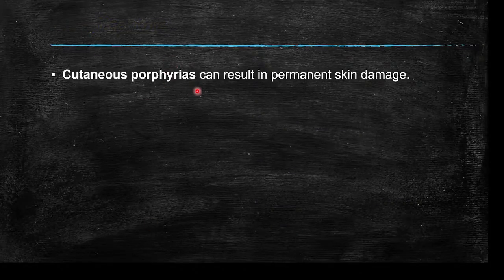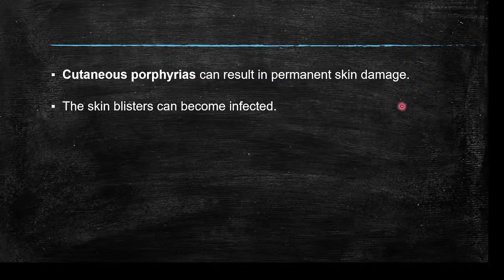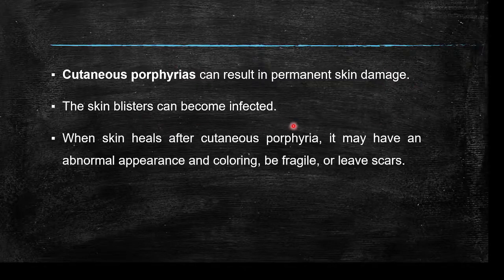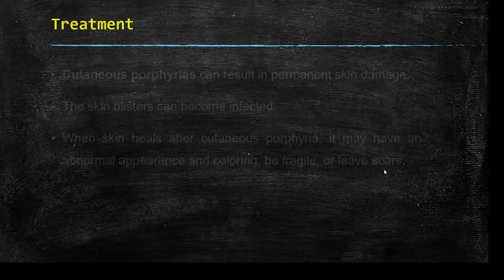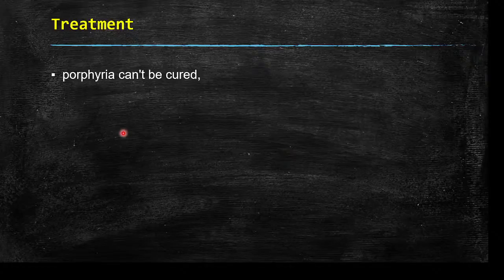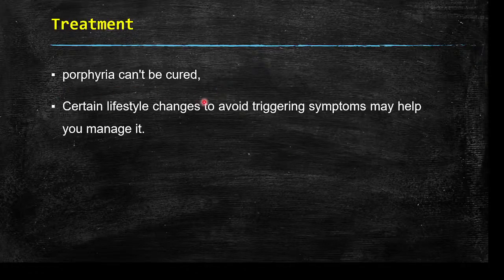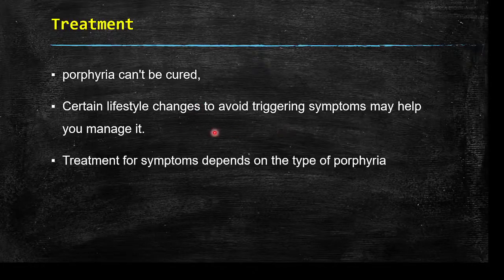Cutaneous porphyria can result in permanent skin damage. The skin blisters can become infected. When skin heals after cutaneous porphyria, it may have an abnormal appearance and coloring, the skin becomes fragile, and it also leaves scars. As for treatment, porphyria cannot be cured, it can only be managed. Certain lifestyle changes to avoid triggering symptoms will help to manage it very well. Treatment for symptoms depends upon the type of porphyria, so only symptomatic treatment and lifestyle management are available.